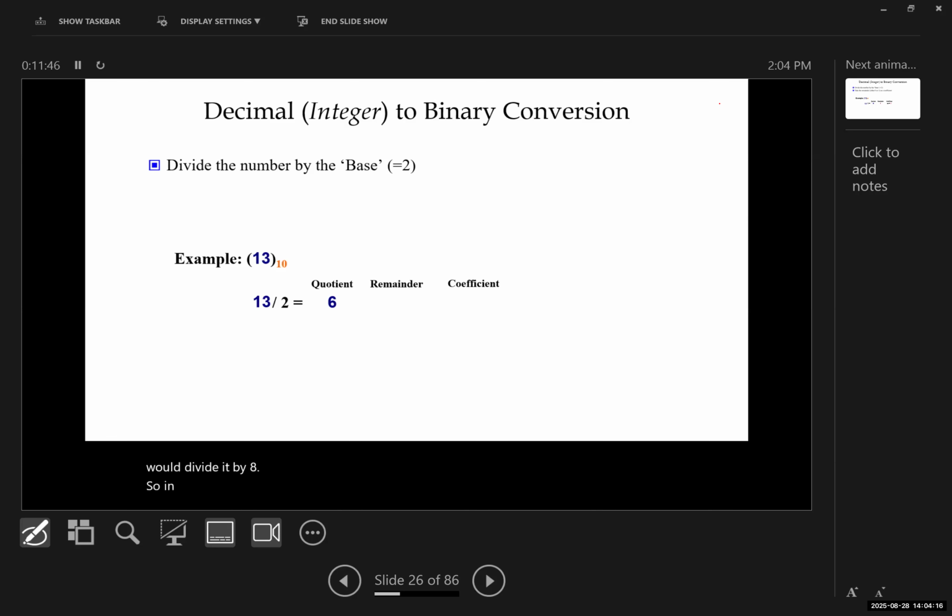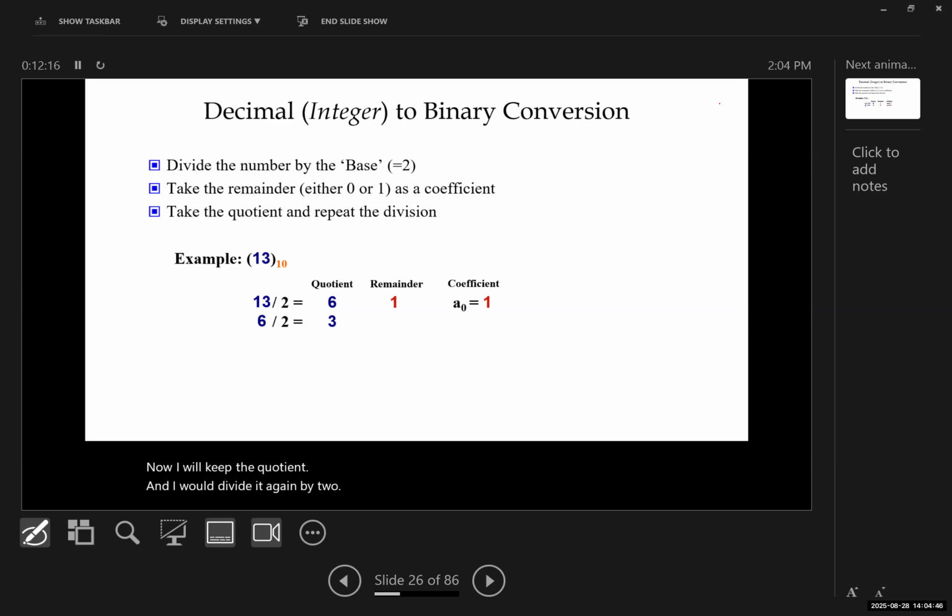So in this example, we have the number 13 in decimal. First, we divide it by 2. So 13 divided by 2, the quotient is 6. What is the remainder? 1. And what is the coefficient? It's going to be the remainder, which is 1. Now, I keep the quotient and divide it again by 2. As mentioned, we divide the number by the base of 2, take the remainder, either 0 or 1, as a coefficient, and take the quotient and repeat the division.